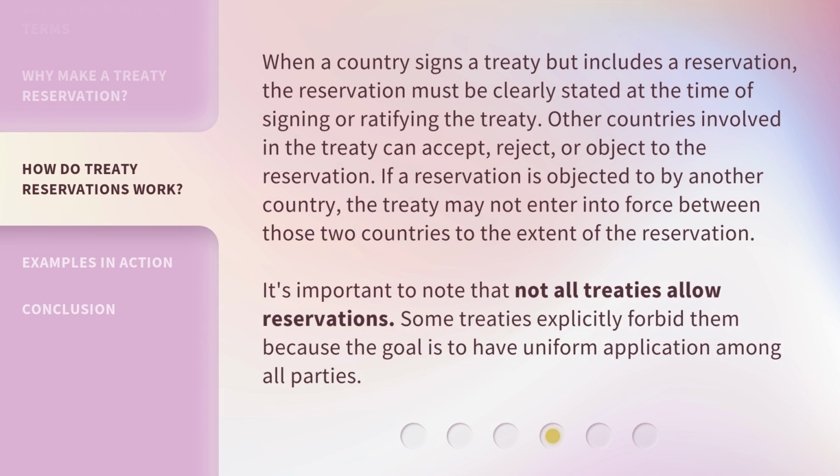When a country signs a treaty but includes a reservation, the reservation must be clearly stated at the time of signing or ratifying the treaty. Other countries involved in the treaty can accept, reject, or object to the reservation. If a reservation is objected to by another country, the treaty may not enter into force between those two countries to the extent of the reservation. It's important to note that not all treaties allow reservations. Some treaties explicitly forbid them because the goal is to have uniform application among all parties.